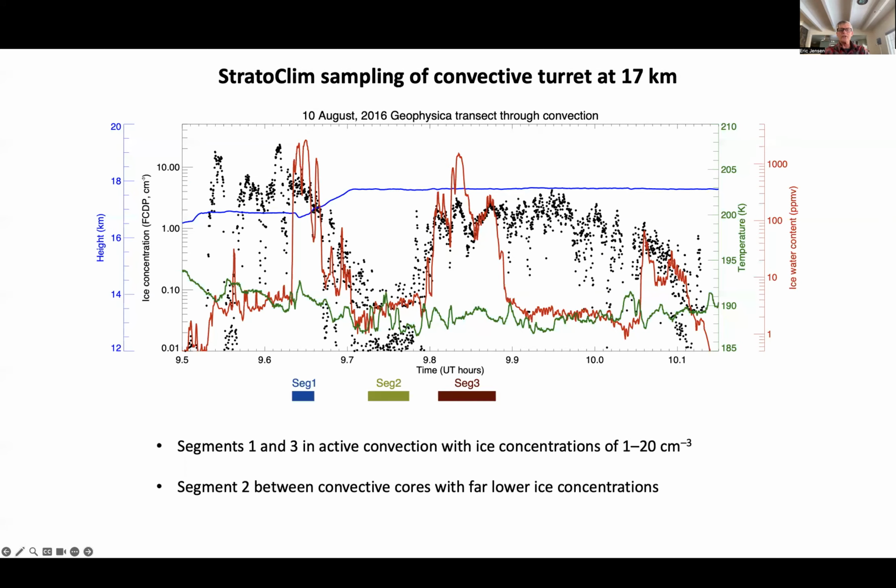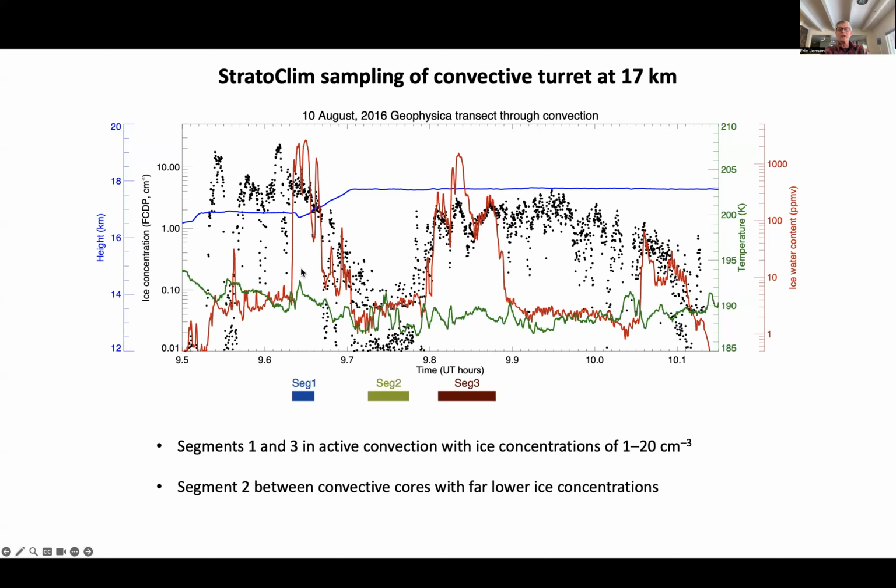So I'll show the time series. And the blue is altitude here. So there are constant altitude legs at just under 17 and 17.5 kilometers. In this case, we don't have vertical wind speed, but I've shown ice water content in red. And you can see in a couple of patches here, there are enormous ice water contents, exceeding 1,000 parts per million, and Martina tells me even higher than that in some cases.